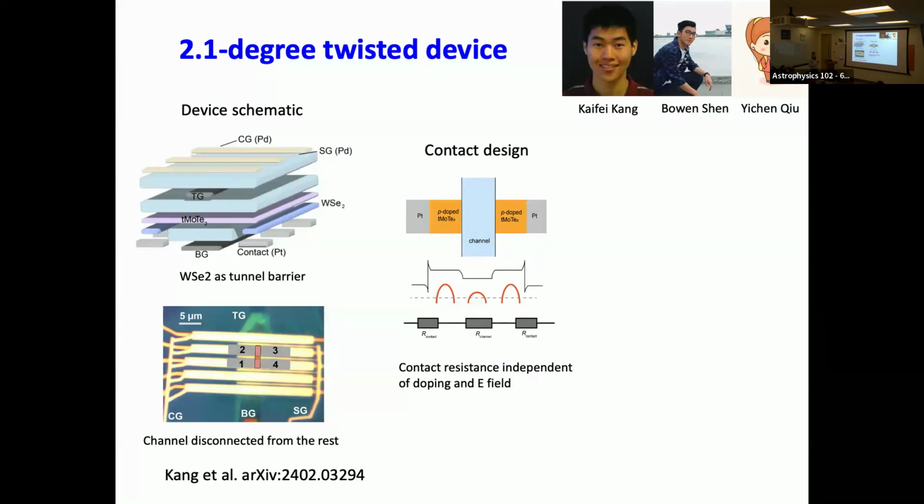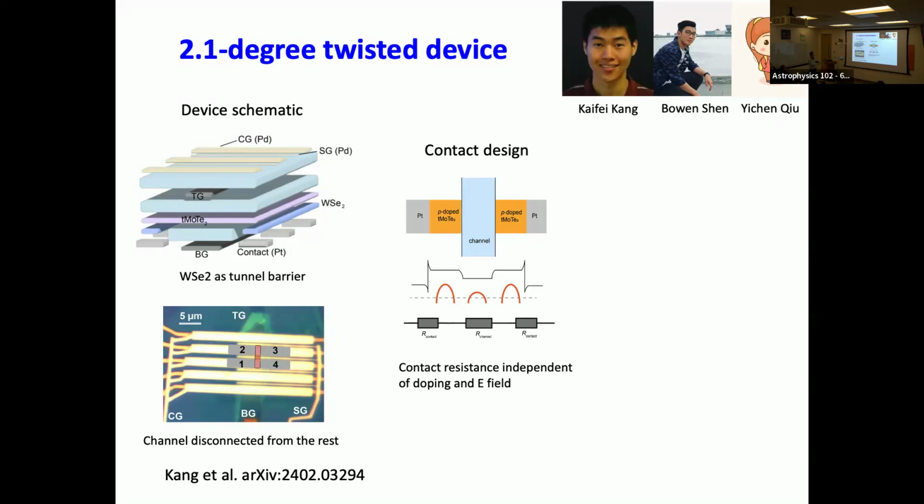And this is our device structure, for the experimentalists who are interested. In this case, this is the twisted MoTe2, and we have a monolayer of tungsten selenide to form a tunnel barrier between the platinum contact and our sample. And the sample is gated between a top gate and a bottom gate here. Okay.